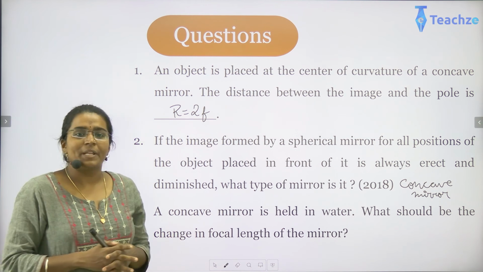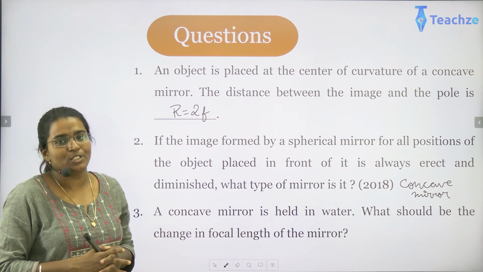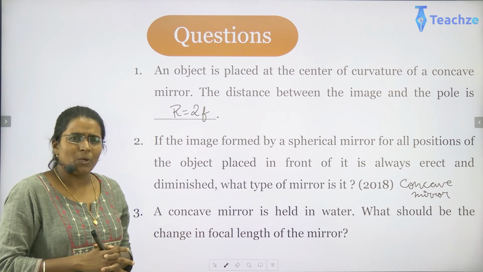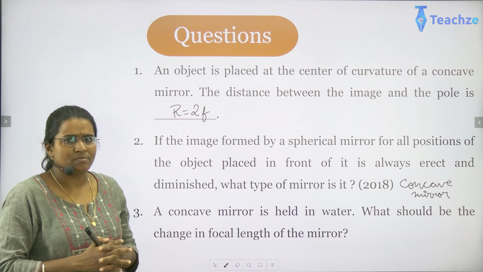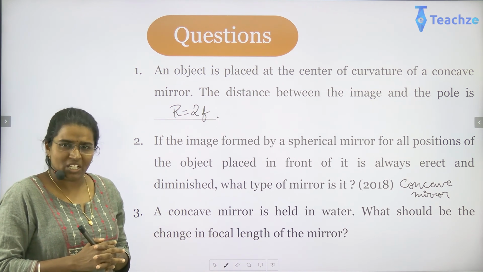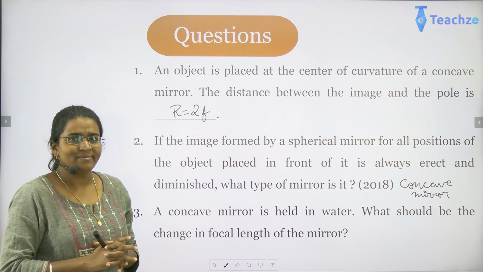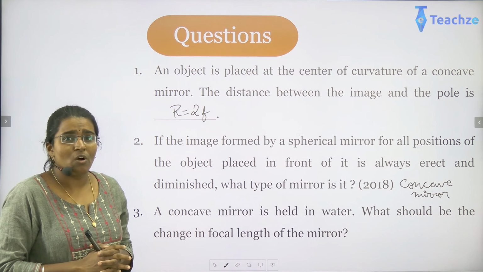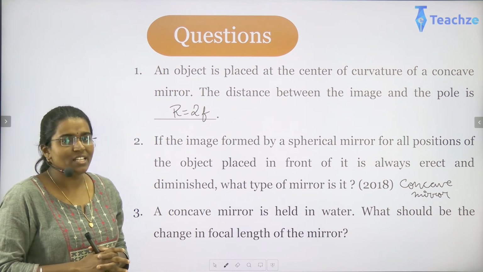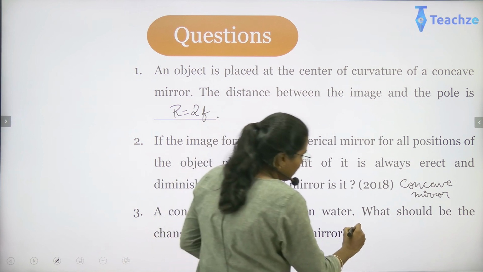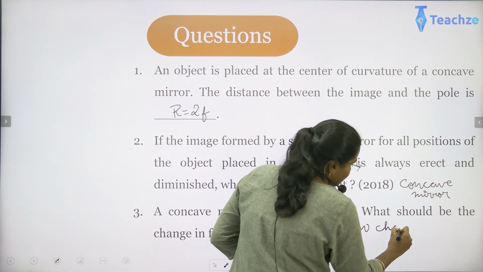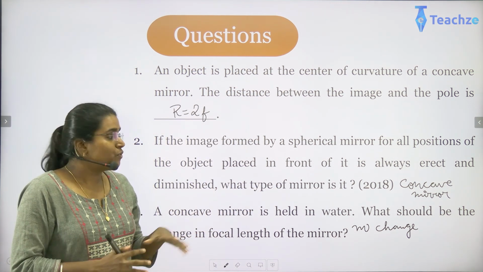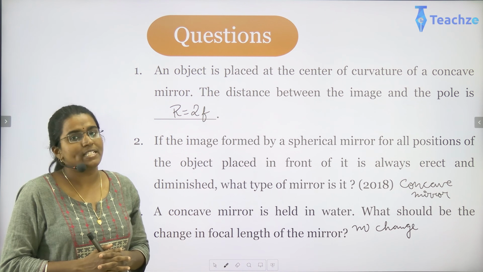Yeah. So next, a concave mirror is held in water. What should be the change in focal length of the mirror? What will happen if it is kept in water? Will there be a change? There will be no change because we are using mirrors. Mirrors do not change with the medium. Okay, there is no change in the focal length of the mirror. The focal length remains constant for mirrors. But when we come to lenses, we will see what will happen.